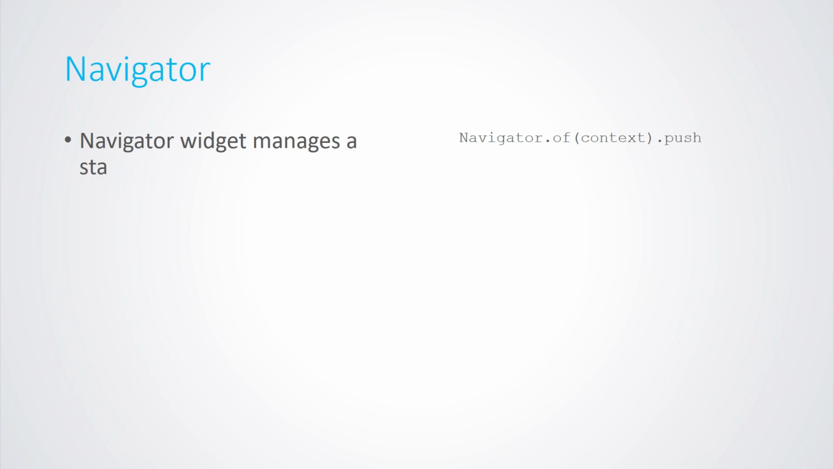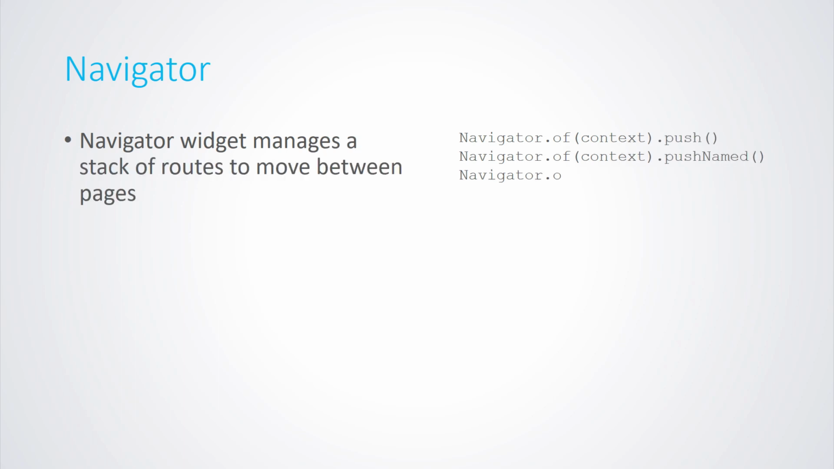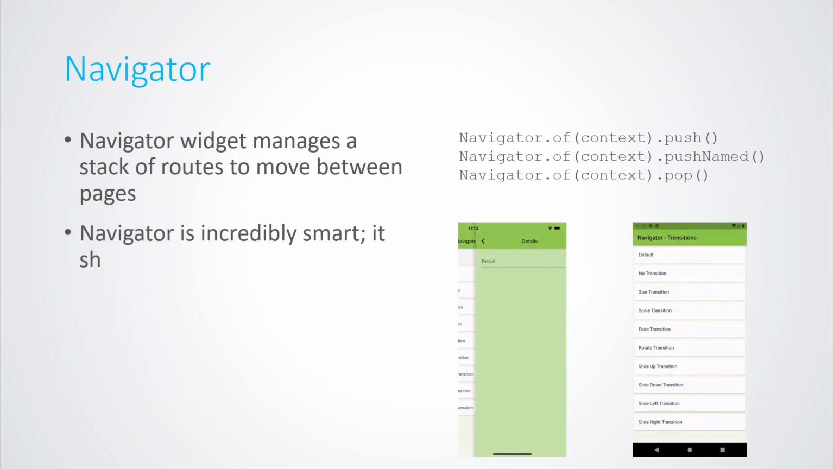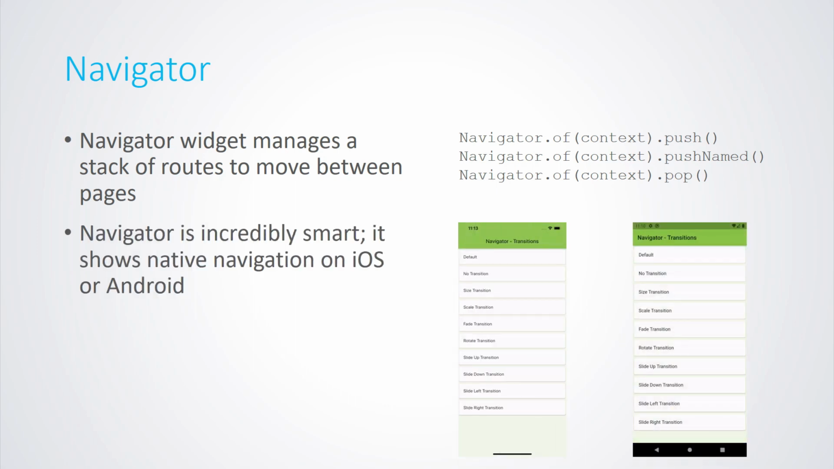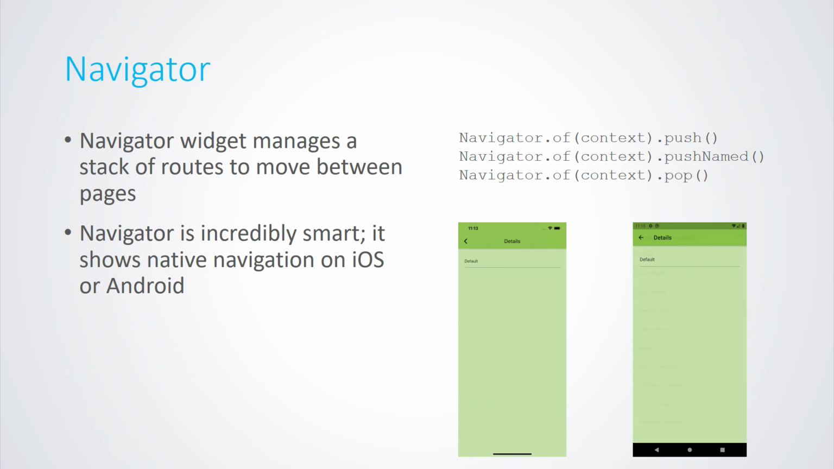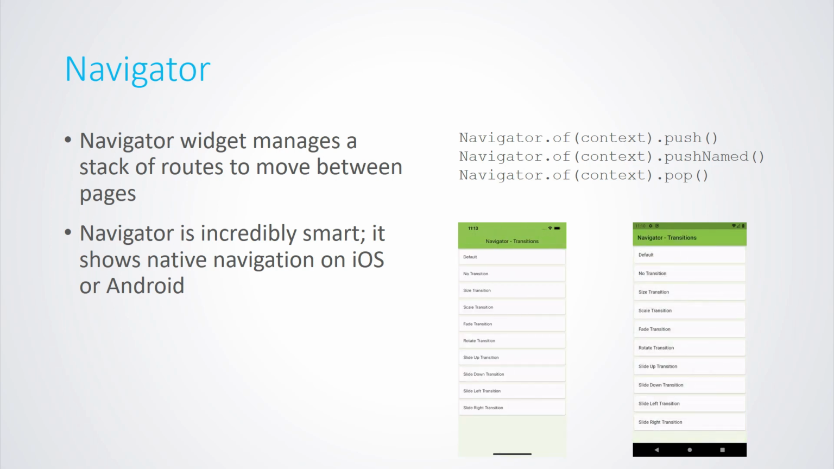The Navigator widget manages a stack of routes to move between pages. You can optionally pass data to the destination page and back to the original page. To start navigating between pages, use the Navigator.push, pushNamed, and pop methods. Navigator is incredibly smart. It shows native navigation in iOS or Android. For example, when navigating to a new page in iOS, the new page slides in from the right, and in Android, it slides in from the bottom.